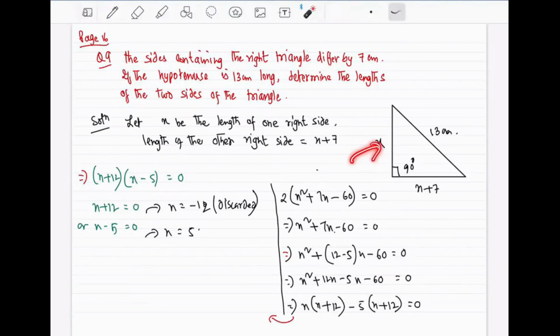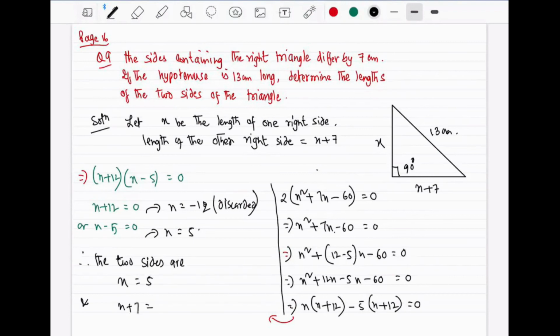So what are the two sides? One side is x, the other side is x plus 7. Question wants what? Determine the lengths of the two sides of the triangle. So find out here, therefore, the two sides are x is equal to 5 and x plus 7 is equal to, instead of x, if you put 5 plus 7, we get how much? 12. Put the centimeters. So very easy.